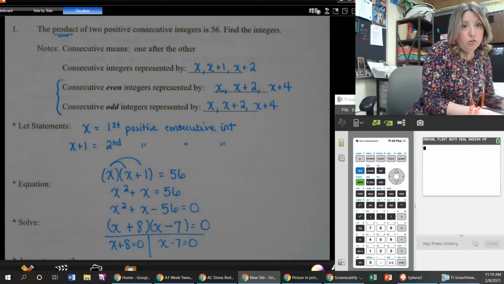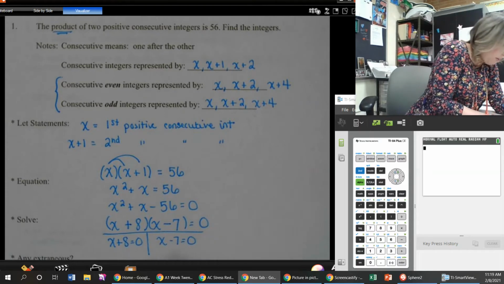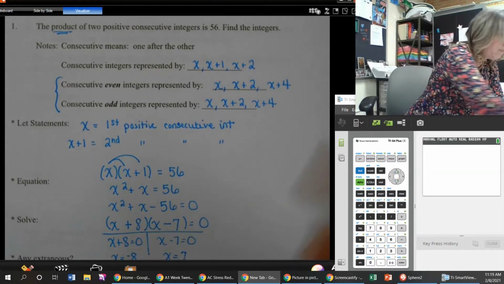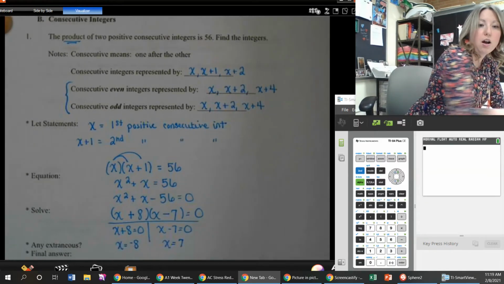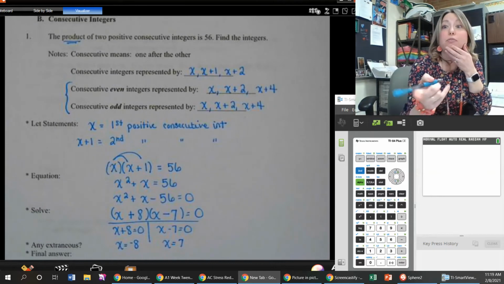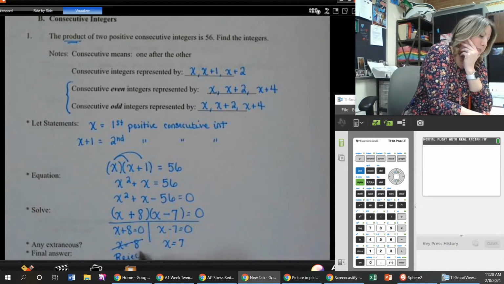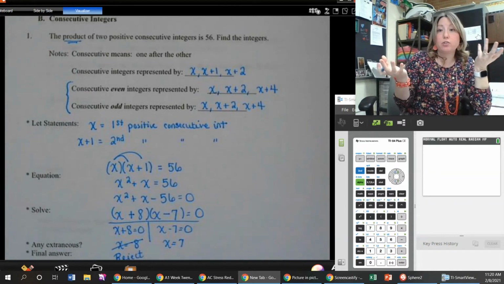And so what are my answers for x? That would be x equals negative 8 and x equals 7. And are there any extraneous roots? Let's reread. The product of two positive, we have to reject negative 8. That is an extraneous root.